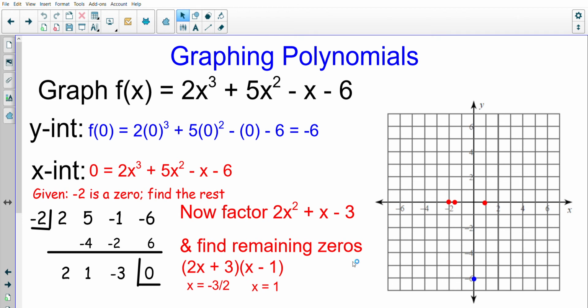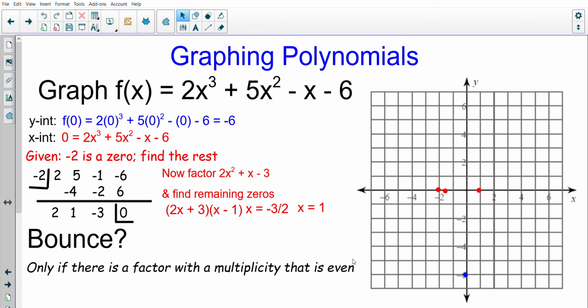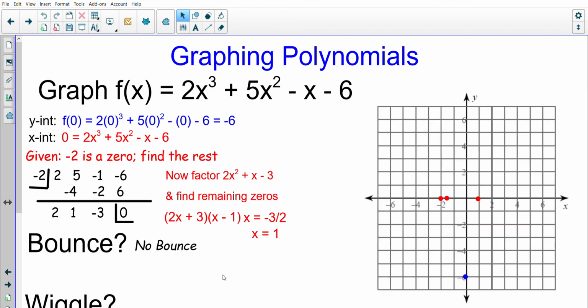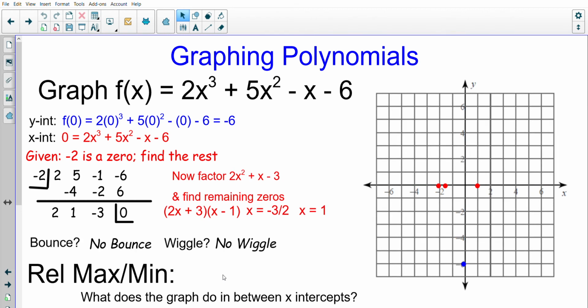Now how about bounces and wiggles? Well, I have 3 factors, 2x plus 3, x minus 1, and x plus 2, which isn't written there, but that comes from this 0 of -2. None of those factors has a multiplicity that's even. Those are all to the first power, so it doesn't have any bounces. How about wiggles? Well, in a similar manner, there are no wiggles because I don't have any factor to the third power or to the fifth power.